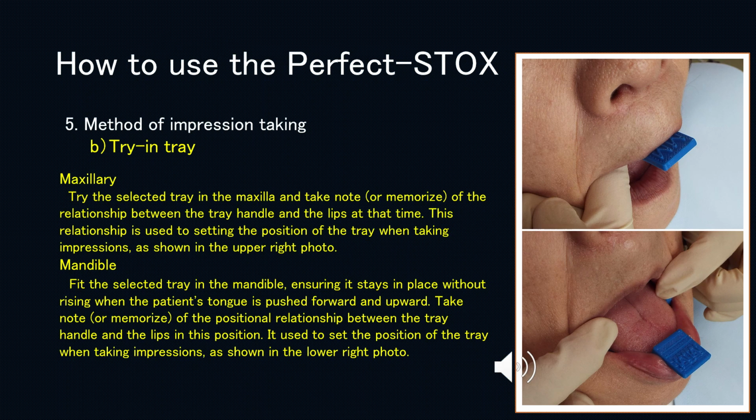Mandible. Fit the selected tray in the mandible, ensuring it stays in place without rising when the patient's tongue is pushed forward and upward. Take note, or memorize, of the positional relationship between the tray handle and the lips in this position. It is used to set the position of the tray when taking impressions, as shown in the lower right photo.